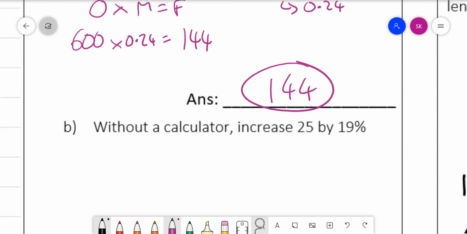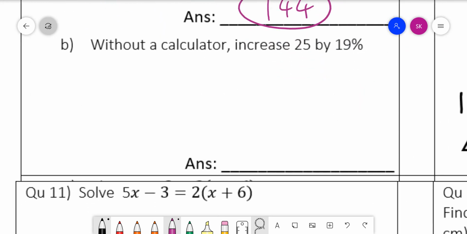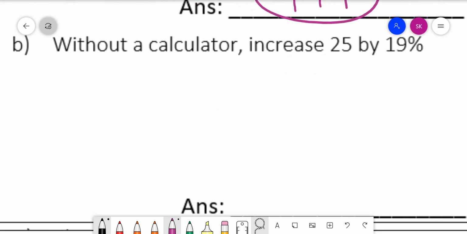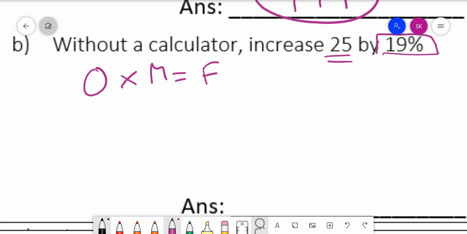Part B. Without a calculator, increase 25 by 19%. So again, it's not going to be a good one to try and find 10% and then find 9% and add it on, because this is an awkward percentage. So instead I'm going to do original times multiplier equals final again. The original amount is 25.